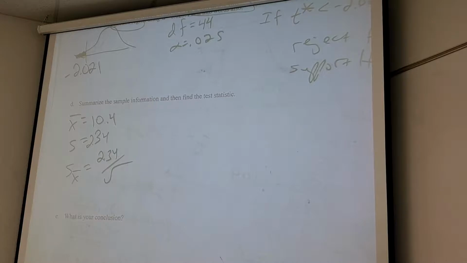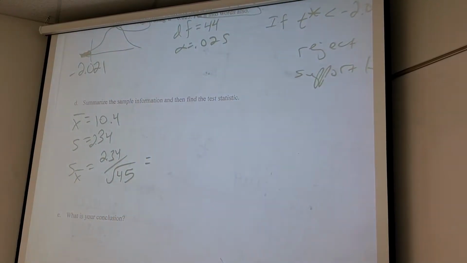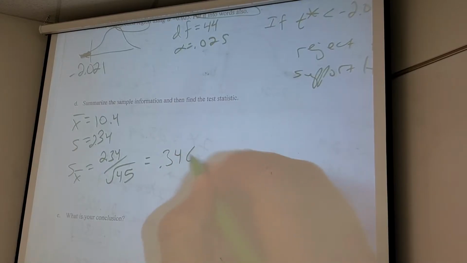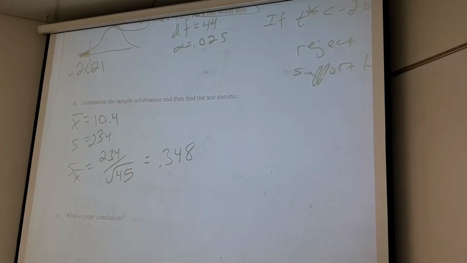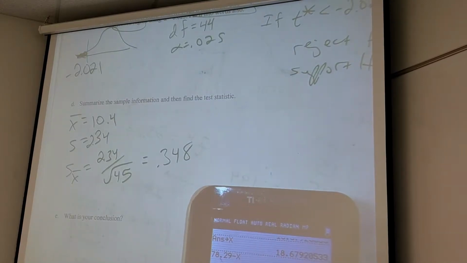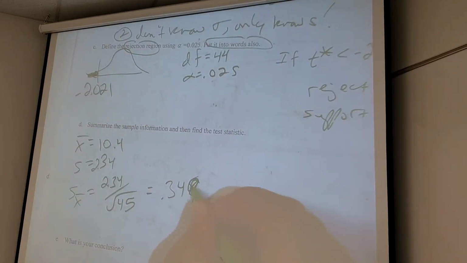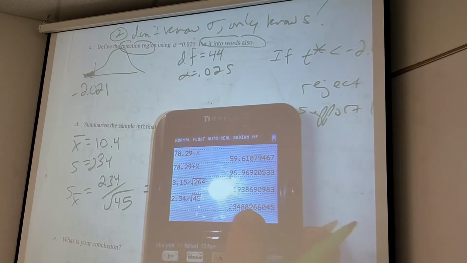I don't care if it's S or sigma. I've got to change it into one for groups. So I'm going to divide that by the square root of 45. And whatever that is, 0.348. Is that what you guys got? Has anybody gotten that far? Is it different? Let's see. 2.34 divided by the square root of 45. 0.349, yes, I like it. So you see that? The next number's an 8, it's gotta go up to 9.